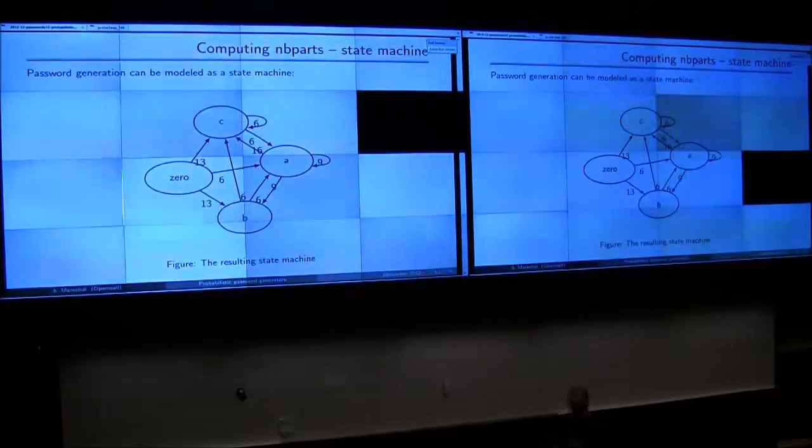So you can model that as a state machine, which is, for example, you start at the 0 state, and if you want to start with a C, you will have to pay 13 units of whatever you want. But if you wanted to start with an A, you would have to pay 6. And once you have an A, you can have another A if you pay 9. Is that clear? Okay, I hope.